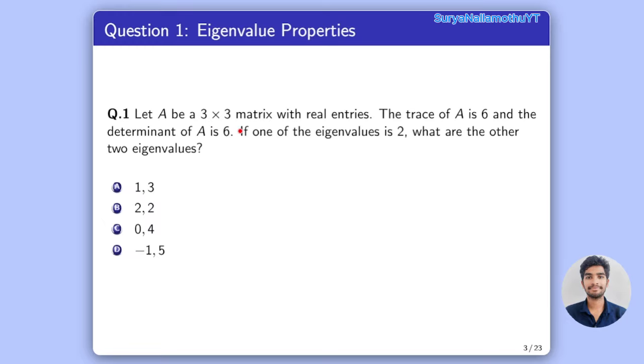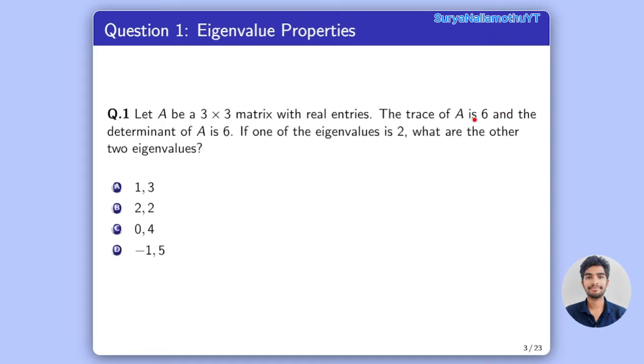Let A be a 3 by 3 matrix with real entries. The trace of A is 6 and the determinant of A is 6. If one of the eigenvalues is 2, what are the other two eigenvalues? The question is very simple. First, let me analyze what formulas we know based on the material we learned.